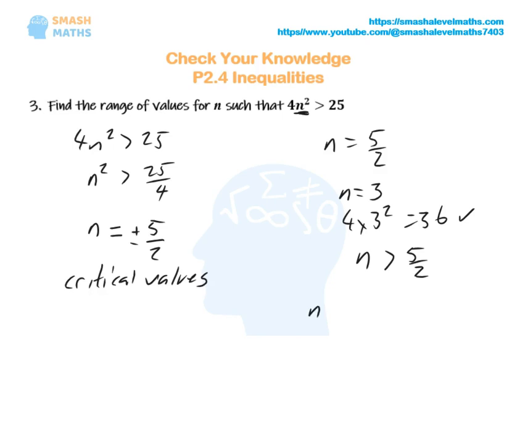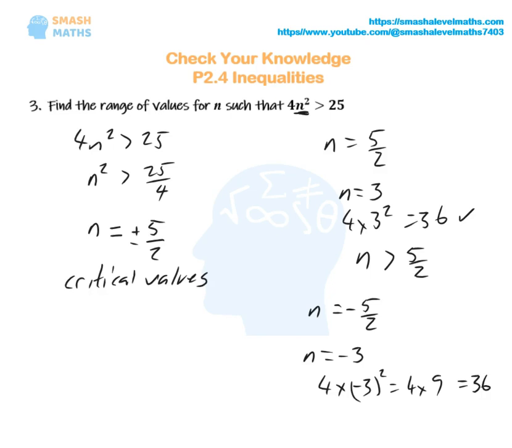If we now take n equals minus 5 over 2, what we've got to consider is the fact that when you square a negative, you get a positive. So if I take, for example, n equals minus 3 and do 4 times n squared, so that's minus 3 squared, which is 4 times positive 9, which again is 36. So if I take any value, for example, minus 3, minus 4, minus 5, all these things when squared become positive. So all these values will give me solutions where 4n squared is greater than 25.